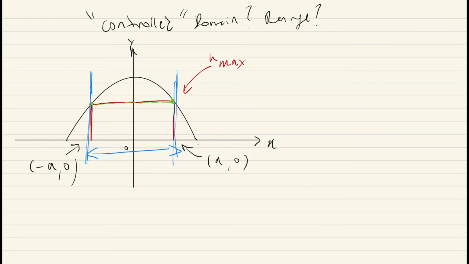So negative A to A. Your domain would actually be x, negative A less than or equal to x less than or equal to A. So that would be your domain.